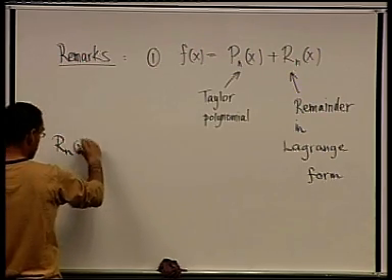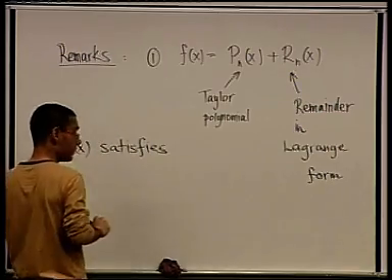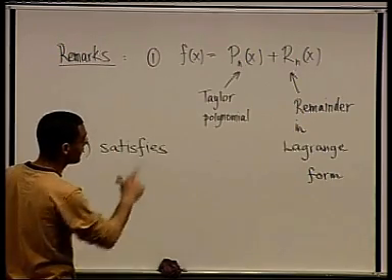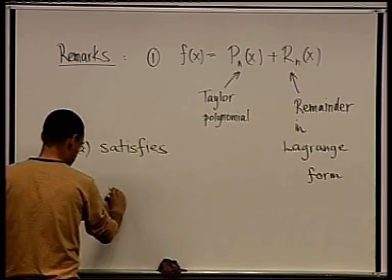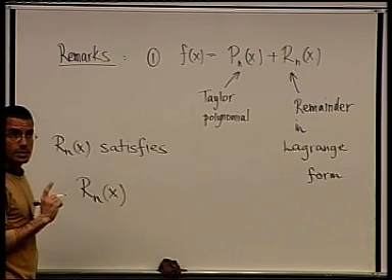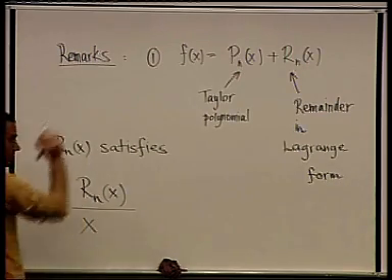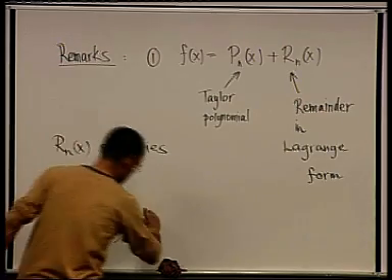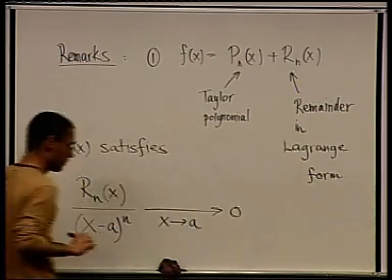R_n of x satisfies that as x approaches a, R_n of x approaches 0. But moreover, even if you divide by (x minus a) to the n, it still approaches 0 as x approaches a.